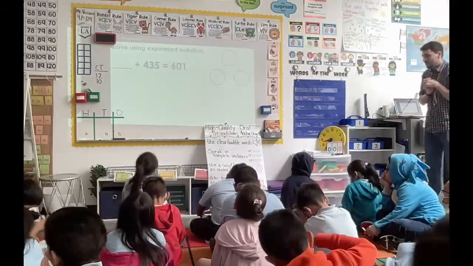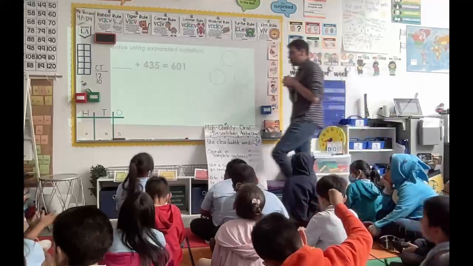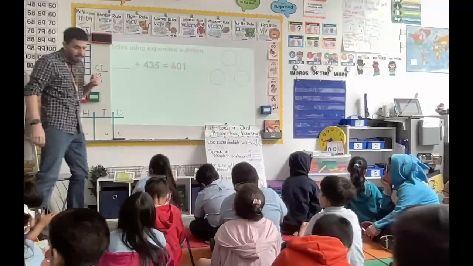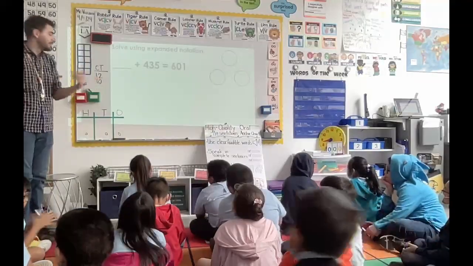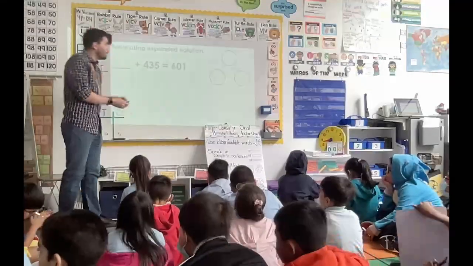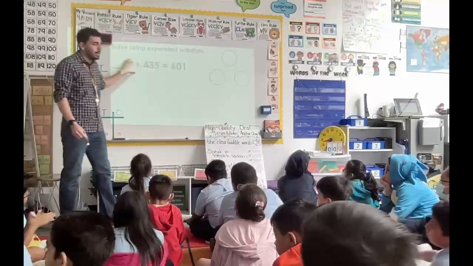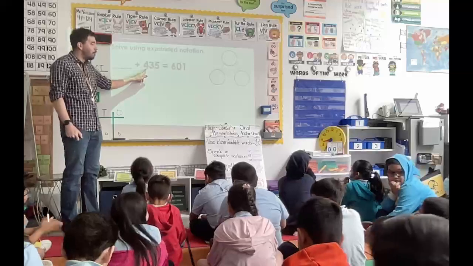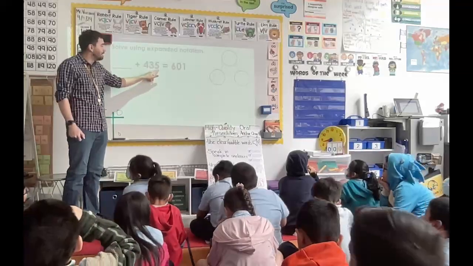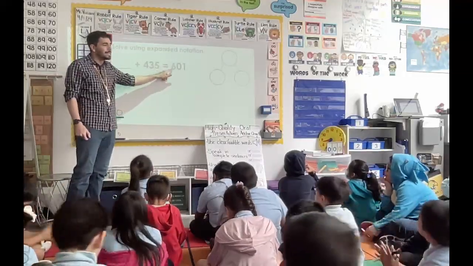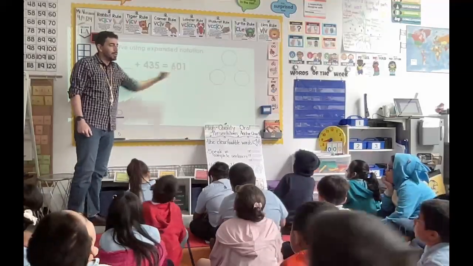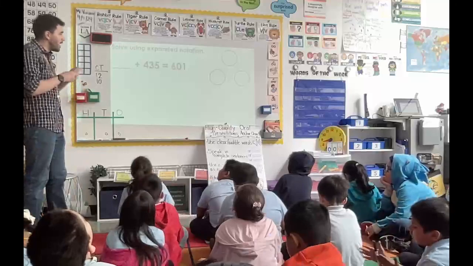So, directions. Solve using expanded notation. I'm going to solve this one by myself. You'll do the next one with the partner, and the last one will be by yourself. Got it? Let's read our number sentence. Ready? Go. Plus 435 equals 601. So let me go ahead and start by labeling.